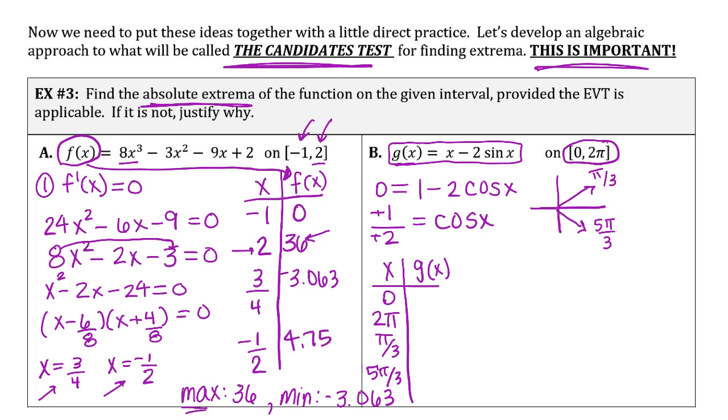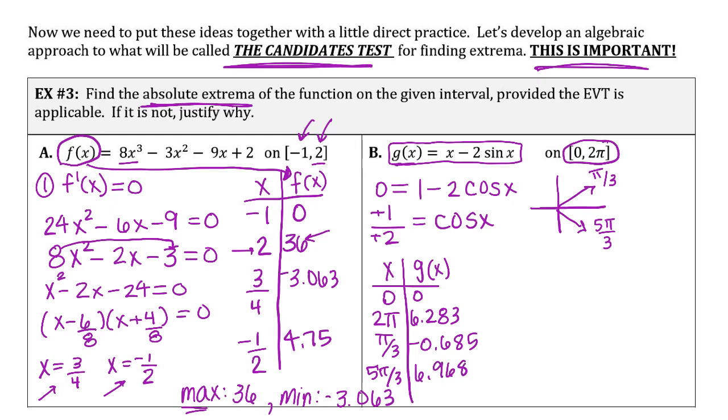Okay, so if I plug in 0, I get 0. If I plug in 2 pi, I got 6.283. If you plug in pi over 3, I have negative 0.685. And if I substitute in 5 pi over 3, I get 6.968.